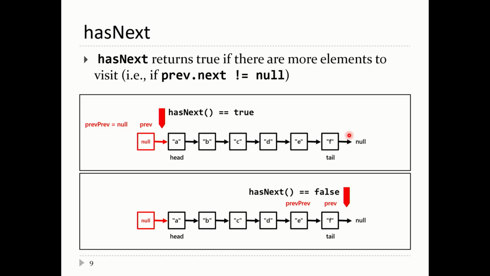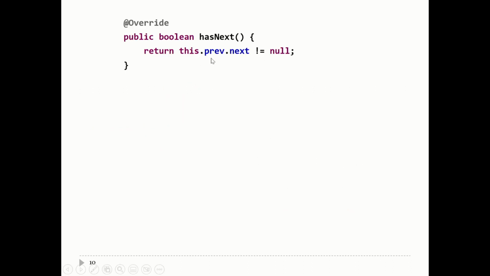When we get past the tail node of the sequence, all the way at the end, notice previous is just the tail node, so previous.next is null. And so now we have an easy way to implement hasNext. Just look at the value of previous.next. If previous.next is not null, hasNext returns true, so there's something in the sequence to visit.